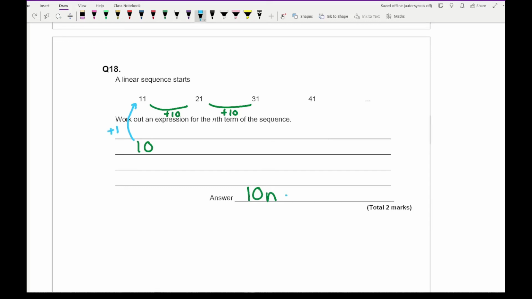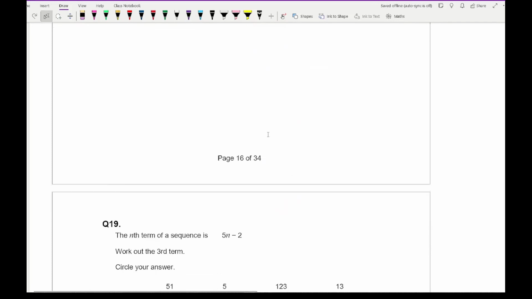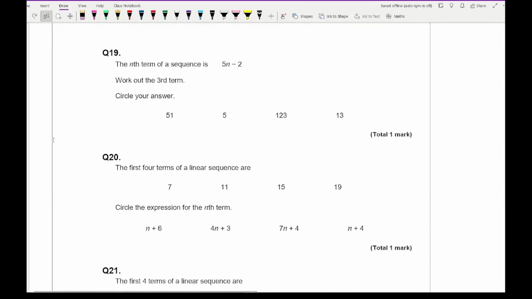Well, I need to add 1. So then the nth term is going to be 10n plus 1. Moving on to question 19, it says the nth term of a sequence is 5n minus 2. Work out the third term, so that's going to be 5 times 3, take away 2, which is 15, take away 2, which is 13, which is our fourth option.